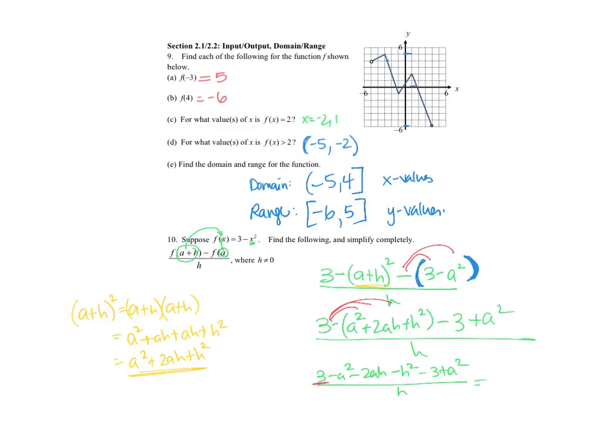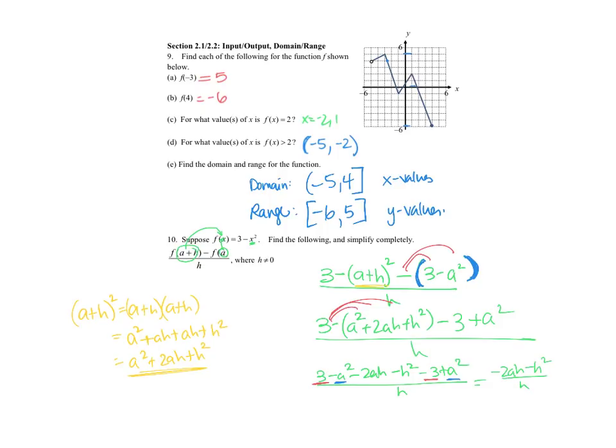And if I look at that, I can see some of these terms add to 0. So I can see there's a positive 3 and a negative 3. Those add to 0. And then I have a negative A squared and a positive A squared. And that looks like that's it that I can match up there. So I end up with that, the 3's are gone, the A squareds are gone, so we end up with negative 2AH minus H squared all over H.